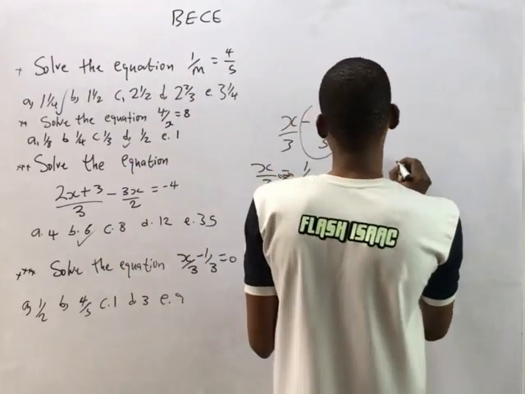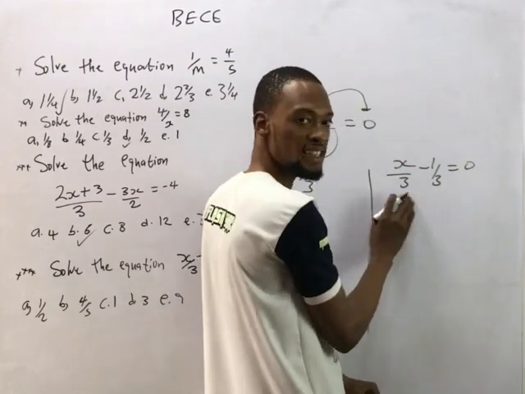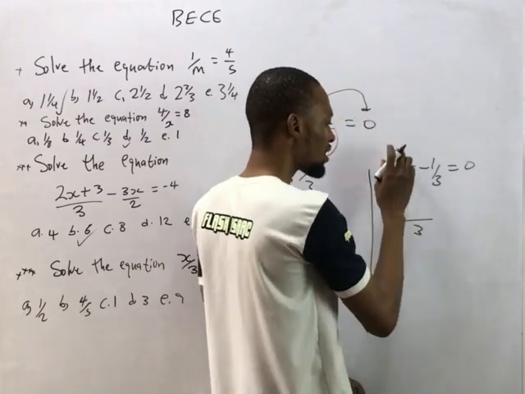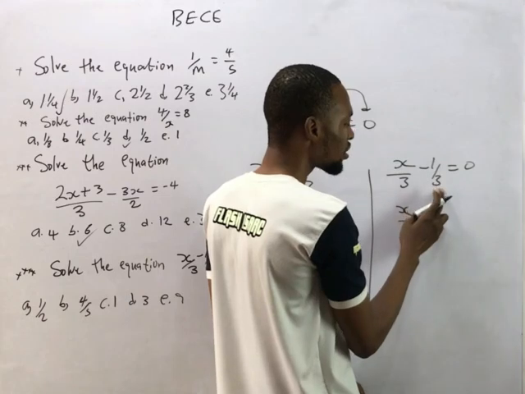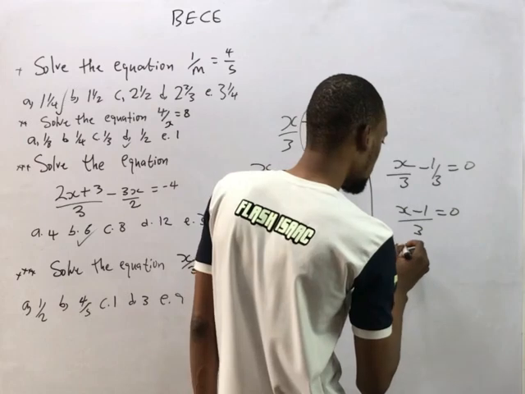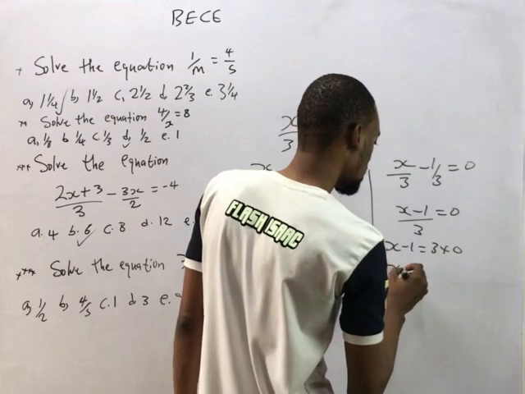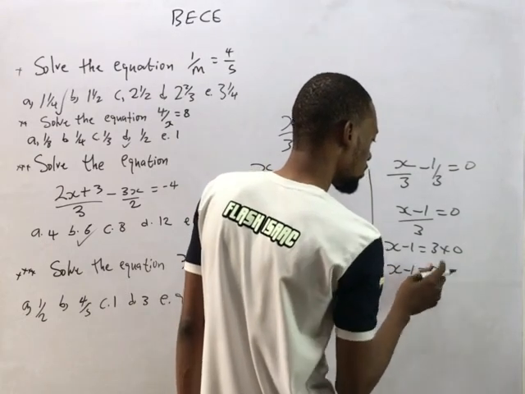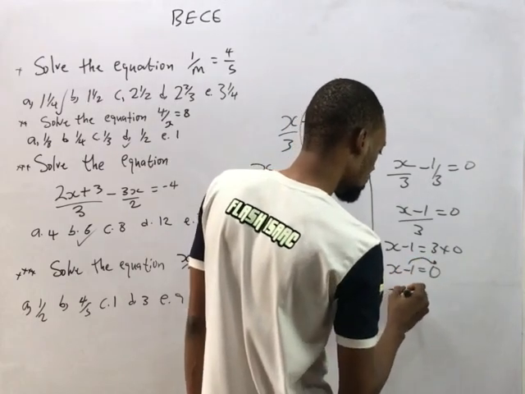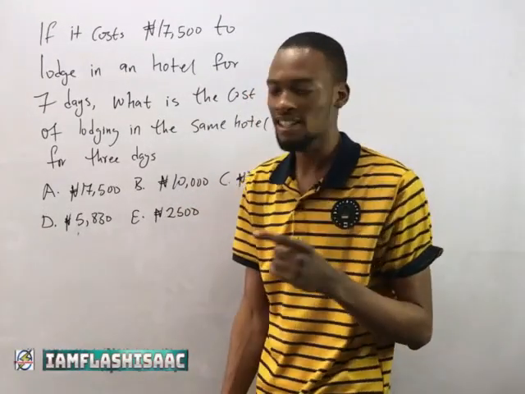or you come here and say s over 3 minus 1 over 3 equals 0. So you can choose to look for the LCM here, so that the LCM is 3. 3 divided by 3 is 1, 1 times s is s. 3 divided by 3 is 1, times minus 1 is minus 1, equals 0. So solving this, s minus 1 equals 3 times 0 after cross multiplying. So s minus 1 equals 0. 3 times 0 equals 0. So taking this minus 1 this way, it becomes positive. So s equals 0 plus 1, equals 1.